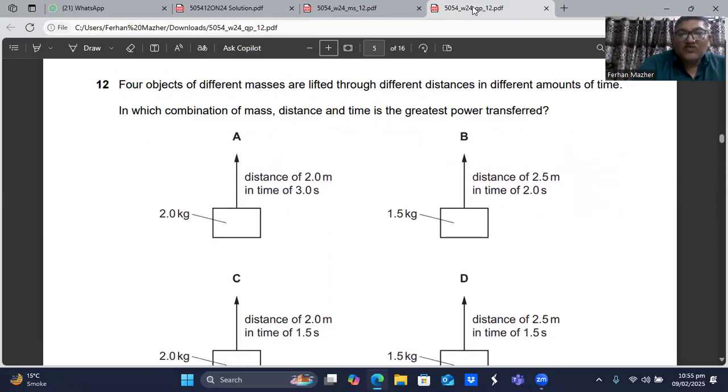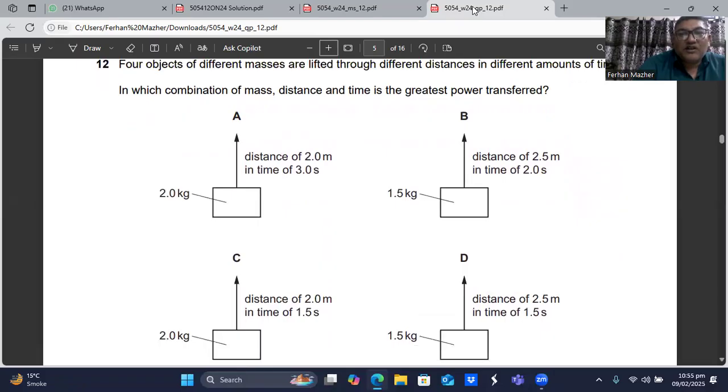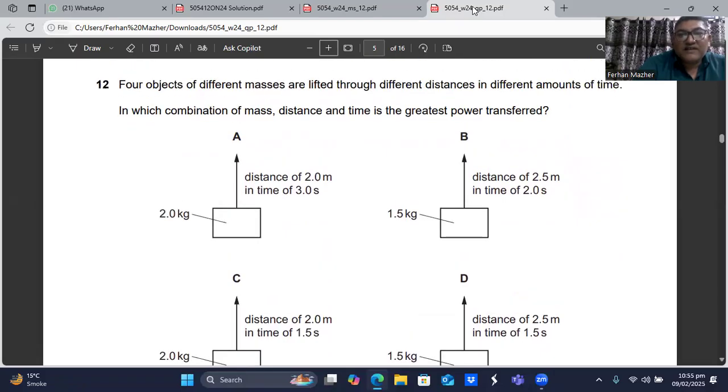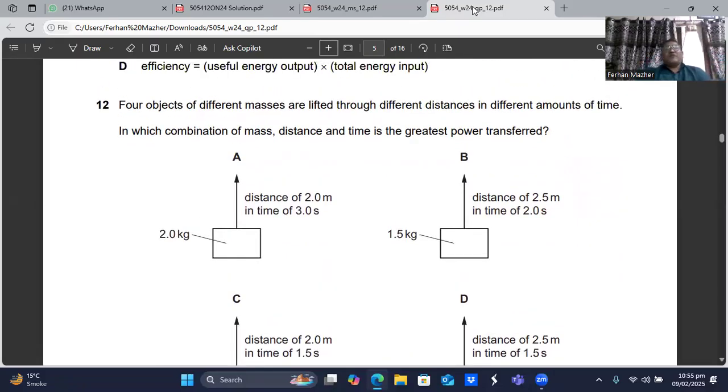Okay, so we have question number 12 coming up on your screen. They say, four objects of different masses are lifted through different distances in different amounts of time. In which combination of mass, distance, and time is the greatest power transferred? Okay, so we have to calculate the power in each case. The power is equal to the work done divided by the time.